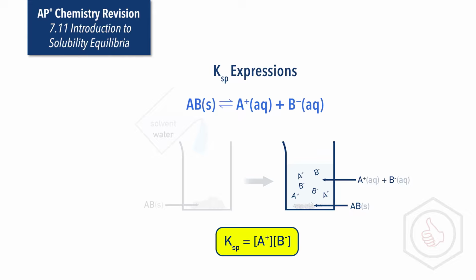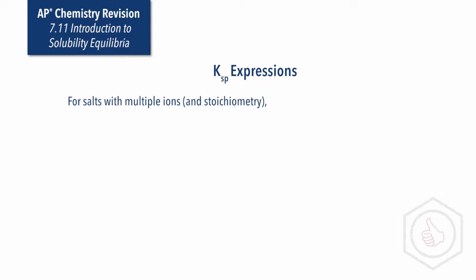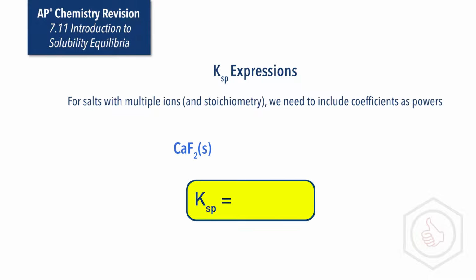For salts with multiple ions of the same type, we need to include coefficients as powers in the expression. For example, calcium fluoride, CaF2, would have a KSP expression of KSP equals the concentration of Ca2+ times the concentration of F- squared. This is because if we look at the equation for the dissolution of calcium fluoride, we see CaF2 goes to form Ca2+ (aq) plus 2F- (aq). The 2F- (aq) needs to be reflected by squaring the concentration of F- in the KSP expression.